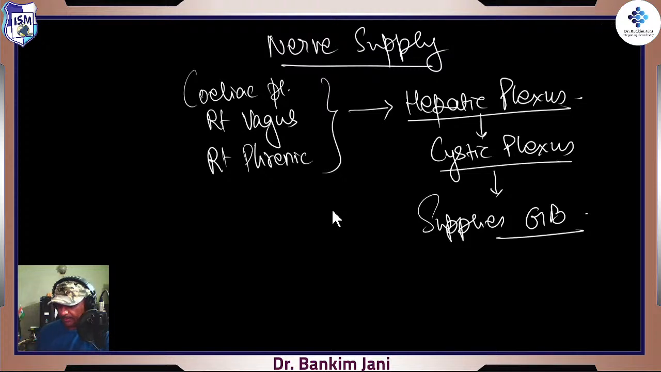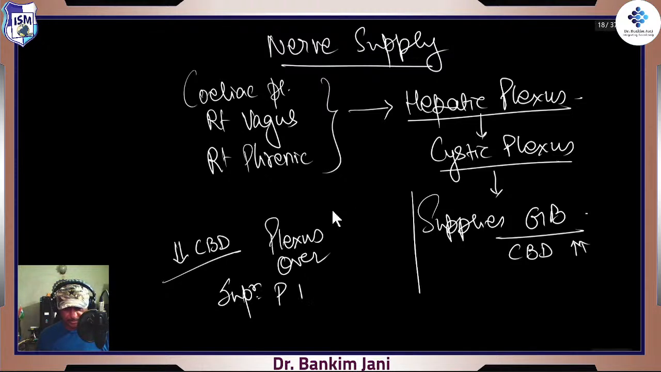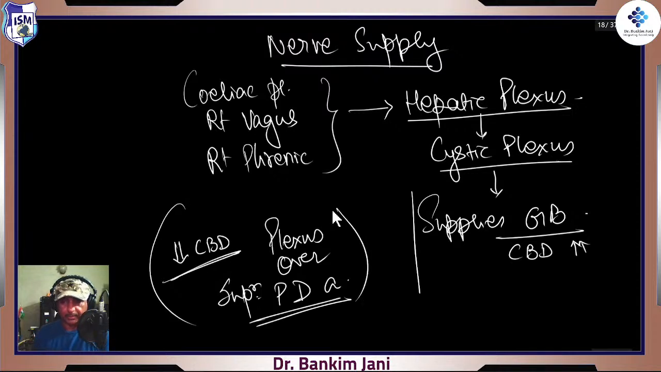And then it supplies gallbladder, it supplies common bile duct, but again this is only the upper part of the common bile duct. What about the lower part of CBD? It has got a specific plexus. We have seen that these are the plexuses over some vessels. So over here, this is the plexus which is formed over the superior pancreaticoduodenal artery. That is what would be supplied to this lower common bile duct, right?